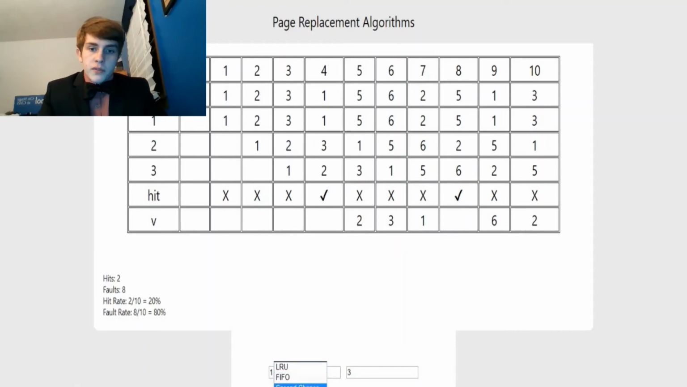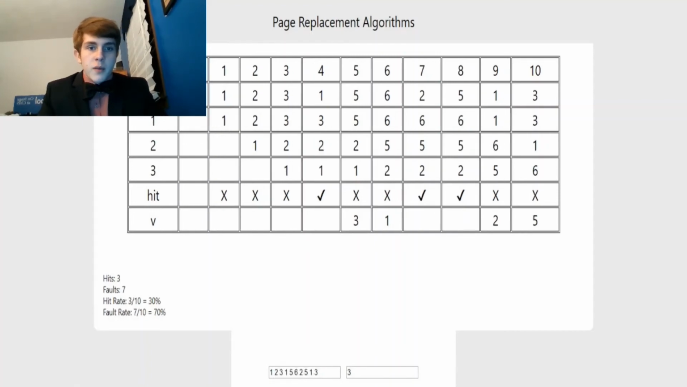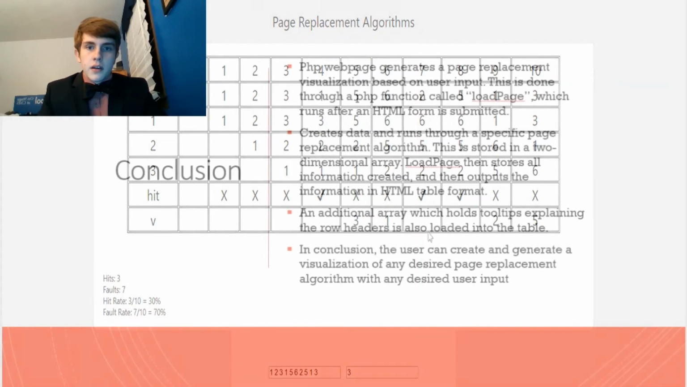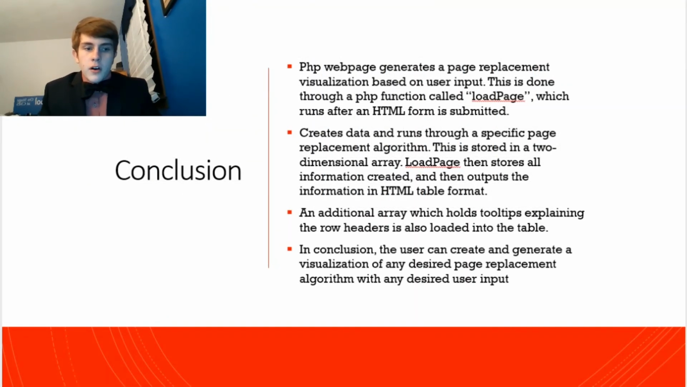So I'm going to switch algorithms here so you guys can see the difference. Generating a new table will remove one of these, giving us another hit, because the optimal algorithm generally does better than the least recently used algorithm. Down here you can see a summary of your results with 3 hits, 7 faults, and your hit and fault rate being 30 and 70%. So that's our page replacement algorithm simulator.